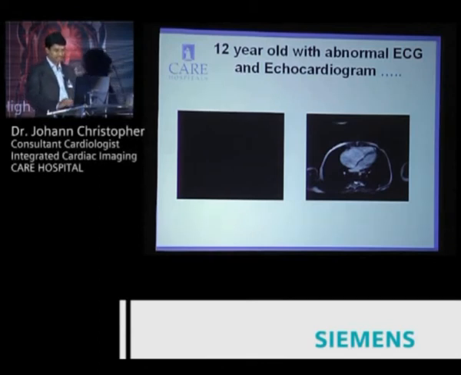So this is an example of a 12-year-old child, abnormal ECG, abnormal echo, showing an RA and RV dilatation, and this is a very classical case of an Epstein's anomaly, and you can really see here that we're able to quantify the TR jet. We're able to confirm the diagnosis on echo, and we are also able to show the.